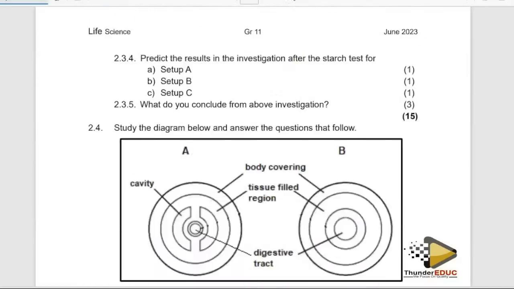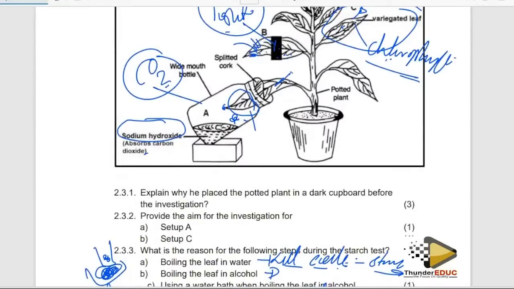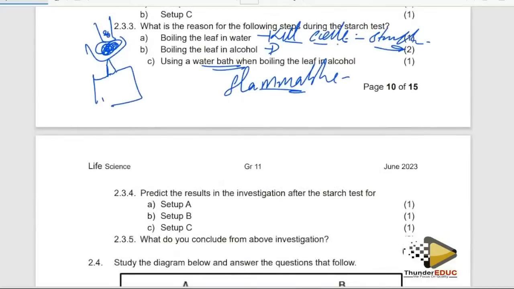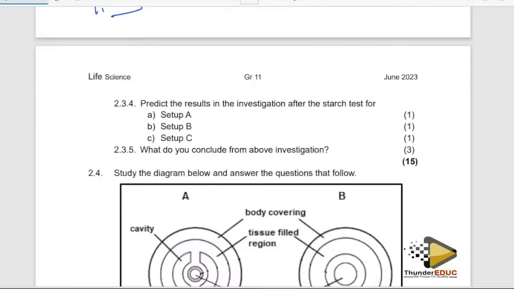Okay, we are done with that. What do you conclude from the above investigation? Since we see that without carbon dioxide, starch cannot be produced, it means that it is necessary. Without light, starch can't be produced, it means that it's necessary. Without chlorophyll, starch cannot be produced, it means that it's necessary. Therefore, carbon dioxide, light, and chlorophyll are necessary for photosynthesis. That's the conclusion.